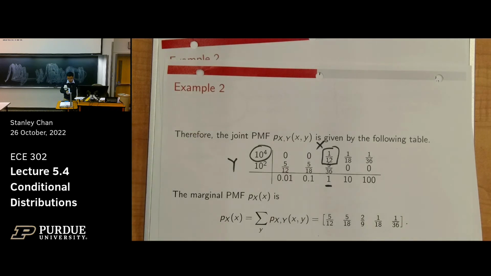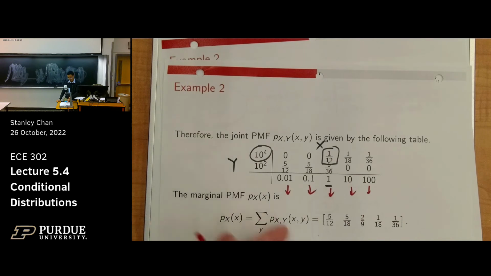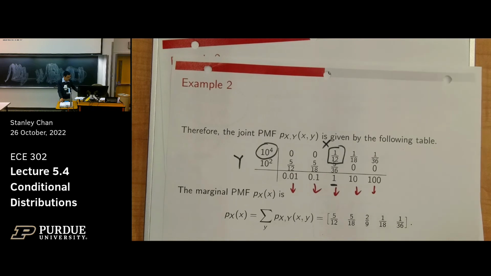Now to find the marginal PMF of x, what should I do? Should I sum over the rows or should I sum over the columns? Columns. Okay, wake up, guys. You sum over the columns, then you get these 5 numbers. So this is your marginal PMF of x. Now you can do a simple check. Just check if these numbers sum to 1. And they should. If they don't, then you have a bug in your answer. So it's a pretty good sanity check. Okay, great.